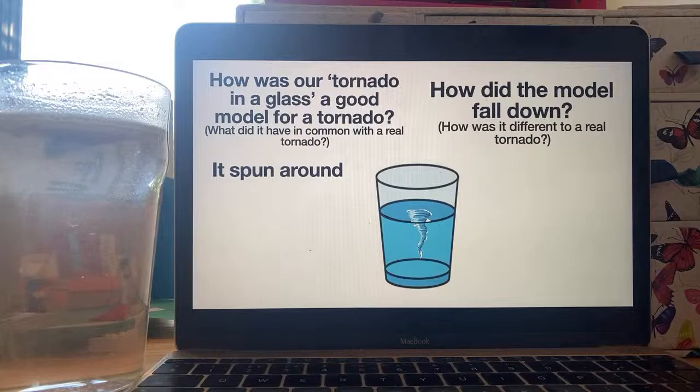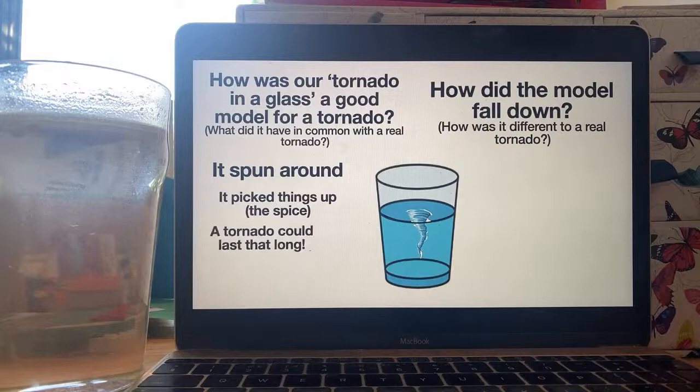All right then, here's what they said. It spun around, like a tornado does. It picked things up. Someone said yesterday that it picks up the bits of spice or the herbs, so that's a good model, because a tornado does do that. A tornado could actually last that long. Definitely a tornado could just appear and disappear in a few seconds, so that was why it was a good model. It involved a funnel cloud.